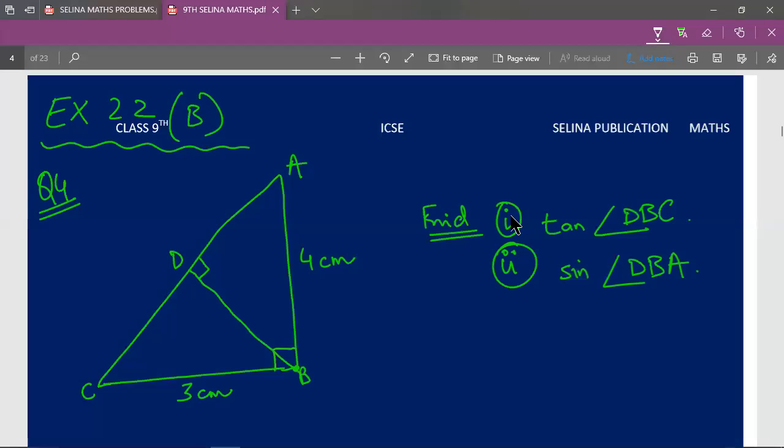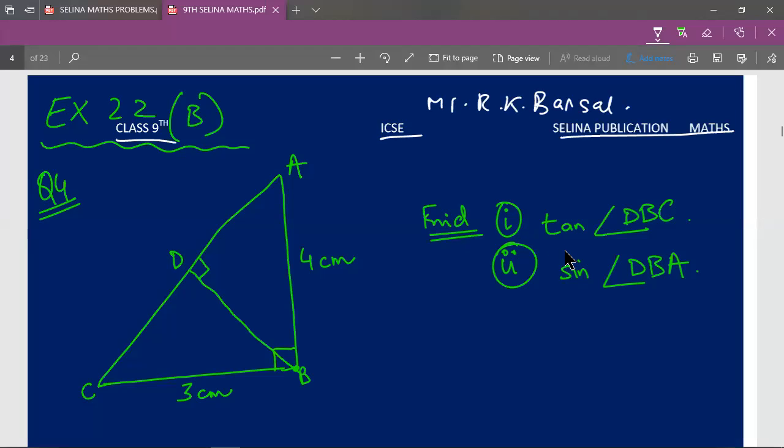Okay, so today we are going to start with question number four, and we'll be doing all the questions from question number four onwards. These questions belong to exercise 22B of the book Class Ninth ICSE, Selina Publications Maths, written by Mr. R.K. Bansal. So you could refer to all the problems that I'm about to do from that book.